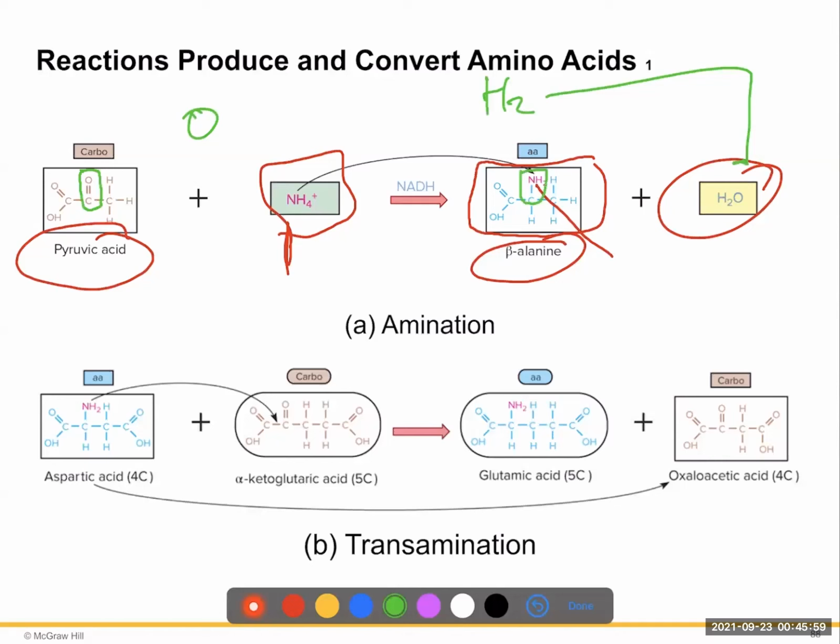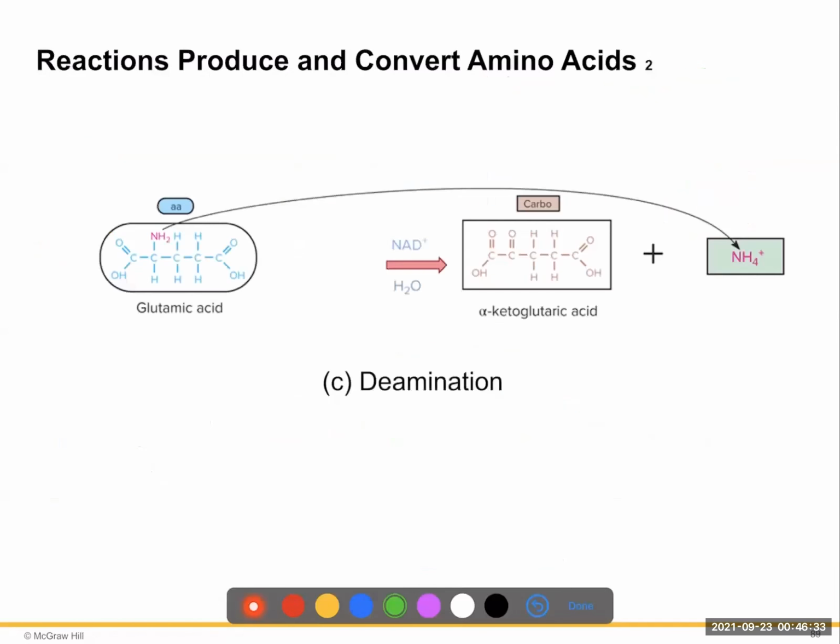Or we can take the amino acid, aspartic acid, and we can form alpha ketoglutaric acid by removing this nitrogen group. We replace it onto this ketoglutaric acid right here. We can move it and switch it to that group there, and again, forming a different amino acid. And that's called transamination. That's amination because we're adding ammonia to it. Transamination, we're transferring an ammonia group to it.